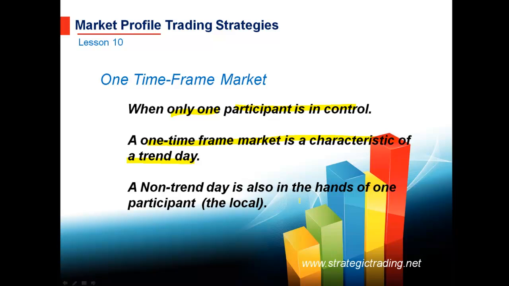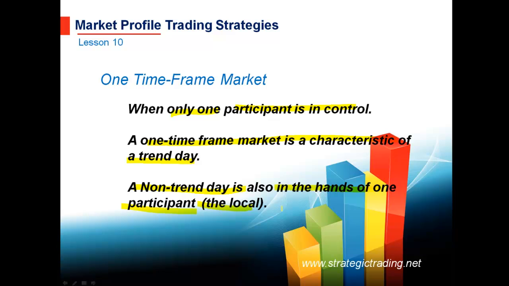Now, when we get, interestingly enough, a non-trend day, the market is also in the control or in the hands of only one participant, and that is the local or the short-term trader. So this is kind of interesting, so bear with me. When we have a single party controlling, it could be the other time frame buyer, it could be the other time frame seller. And if either one of those is the one that's in control, we are going to see a significant directional move in the market, and that is what we call a trend day. It may be an uptrend or a downtrend, and the trend day is a function of the dominance of just one single party throughout the day, and that party will either be a buyer or a seller.